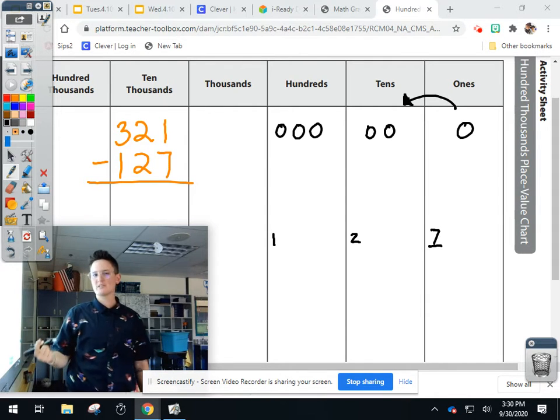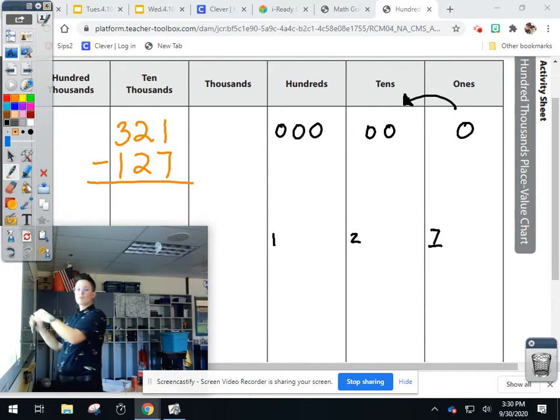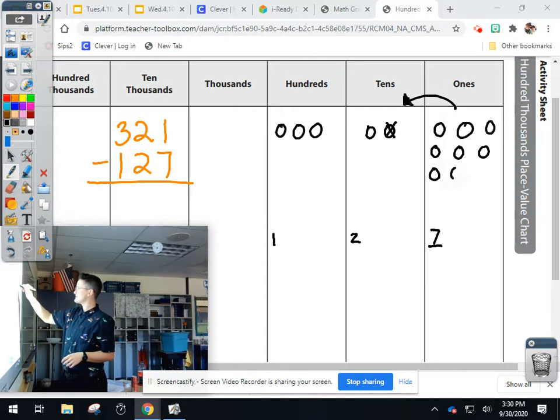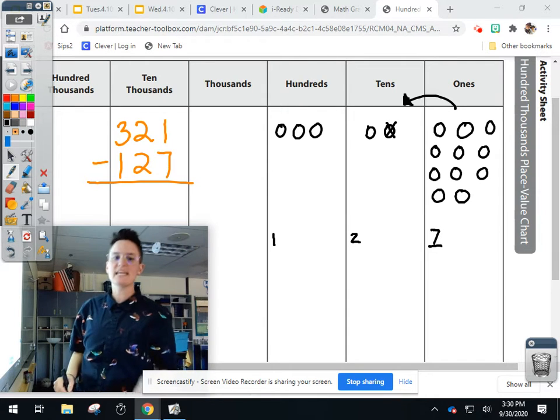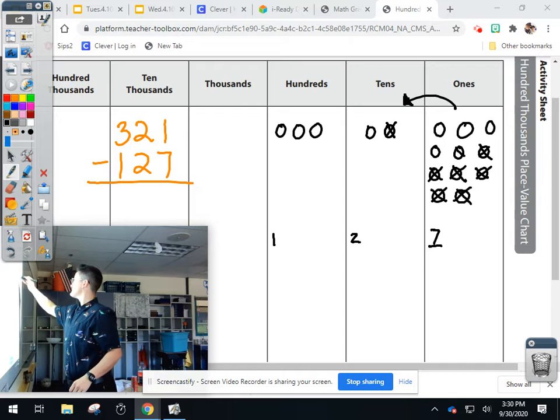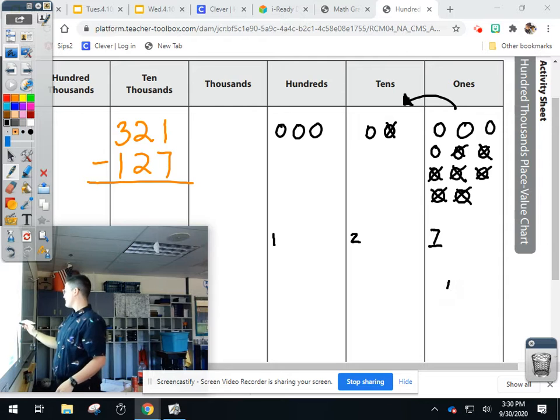And now you'll probably remember this from when you were in like first, second, or third grade, how you take that 10 and you can break it down. So I'm going to cross out one of these tens. 1 ten is actually the same as 10 ones. So I'm going to put 10 ones over here in my ones place. 1, 2, 3, 4, 5, 6, 7, 8, 9, 10. Now that I have 10, I should be able to take away 7. 1, 2, 3, 4, 5, 6, 7. So after I take away the 7 from my ones place, I am left with 4.